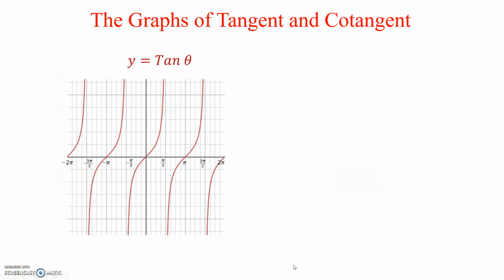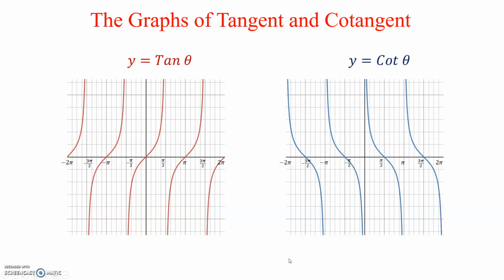So what we've concluded then, the graph of y equals tan theta takes on this shape, and this is the graph of y equals cotangent theta. They're very similar, but they have some unique characteristics that we will explore in the next video lesson.